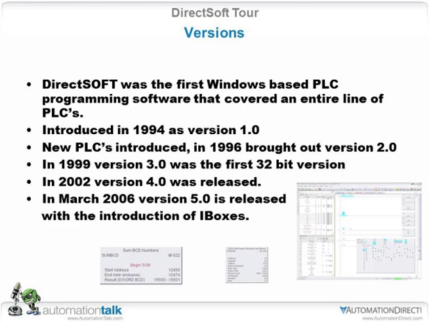We came out with some new processors. And then version 5 came out in '06, and that was the introduction of the iBoxes. And I think that was about the same time that the 260 came out. We revamped the 250 and came out with a 250-1.